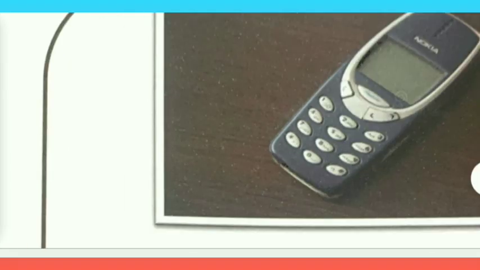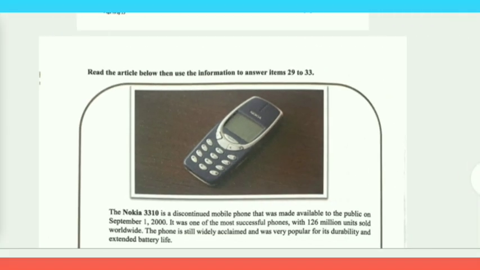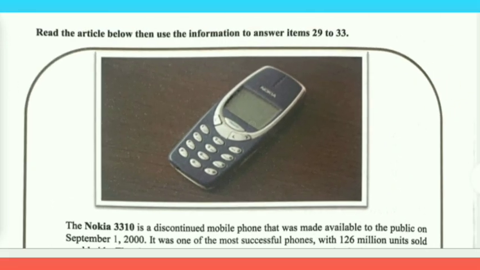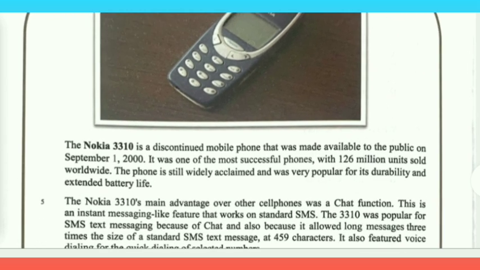29. We're getting there, guys. This one is a repeat. I think this one came on the 2024 paper. So if you would have gone through that paper, this one is a dead repeat, word for word. So read the article, use the information to answer 29 to 33.